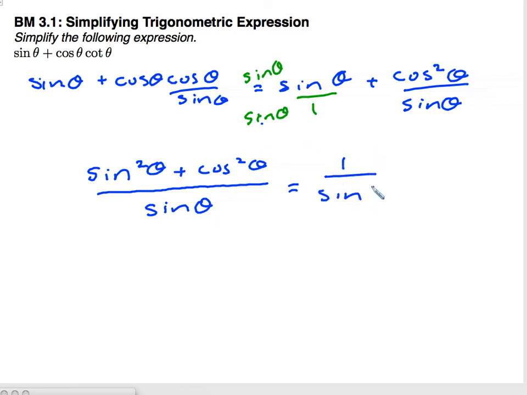So I have 1 over sine of theta, and using my reciprocal identity, cosecant of theta as my final answer. I would not want to leave my answer as 1 over sine because there is the quotient identity, and we want it as simplified as possible.